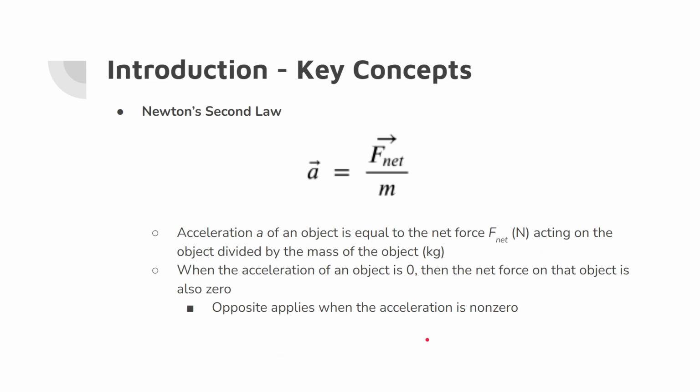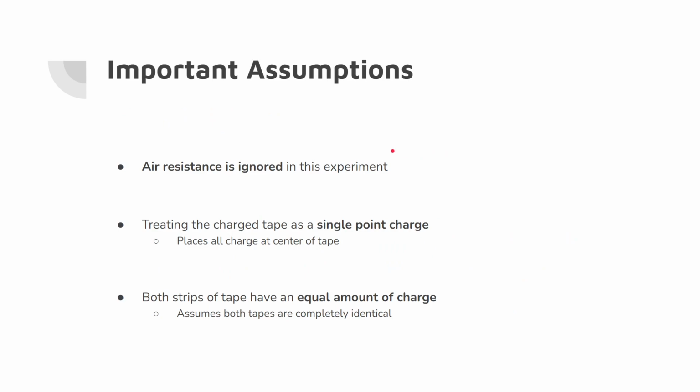Our last one, arguably the most important one: the acceleration of an object is equal to the net force over the mass of that object. So it's really important to know that in static equilibrium, when the acceleration is 0, the net force acting on the object is also 0. Some important assumptions we had to make here. Air resistance is assumed to be negligible because it's really small and would just be really annoying to deal with. Treating all charged tapes as a single point charge at the center of the tape makes it easier to model and compute the charge of each tape, as well as assuming both tapes have an equal amount of charge. Again, modeling and computing is a lot easier.